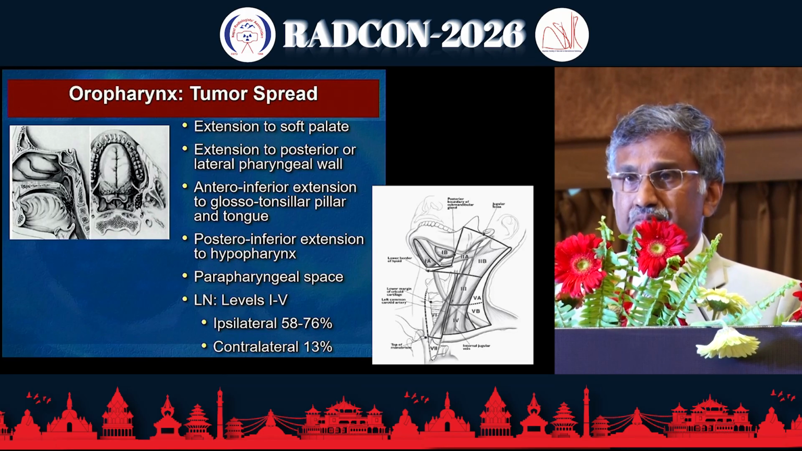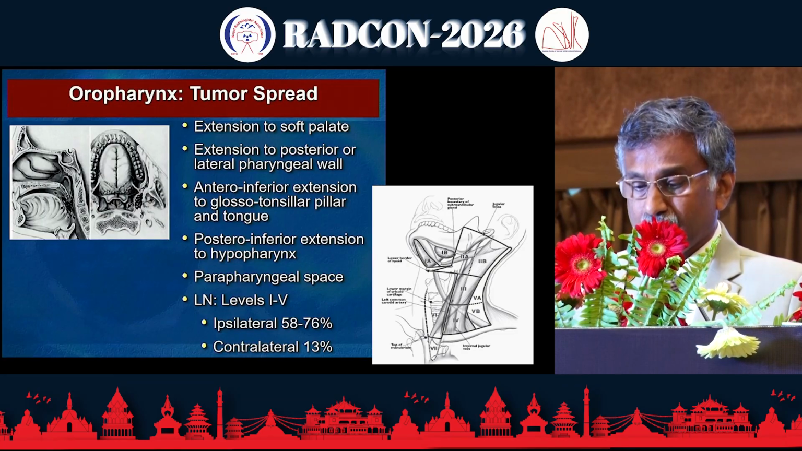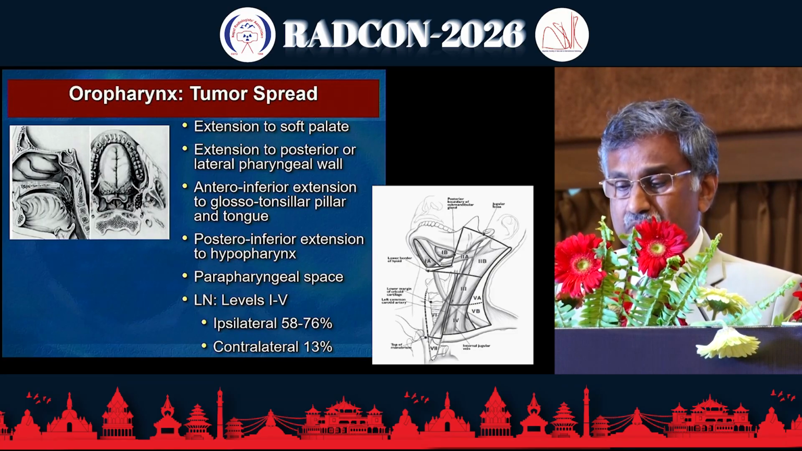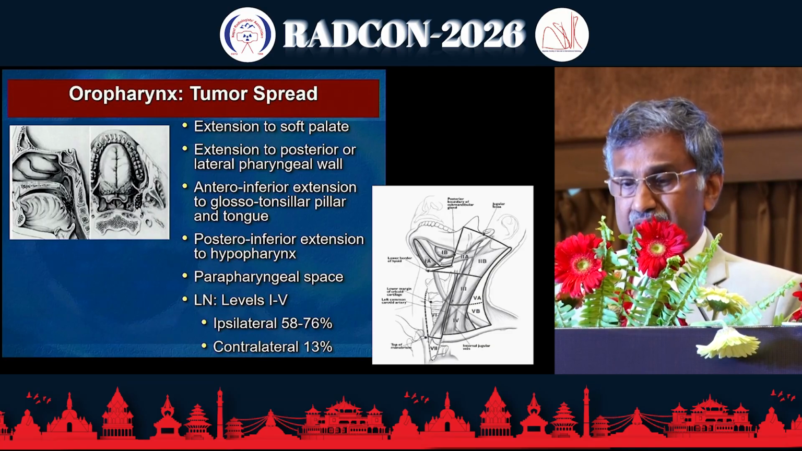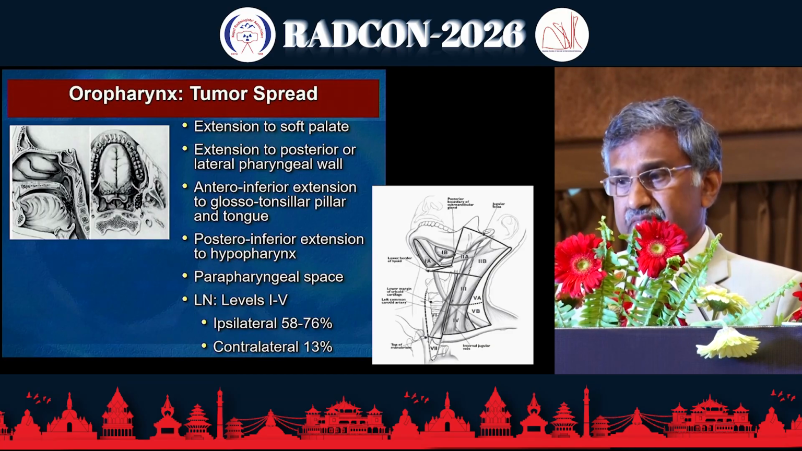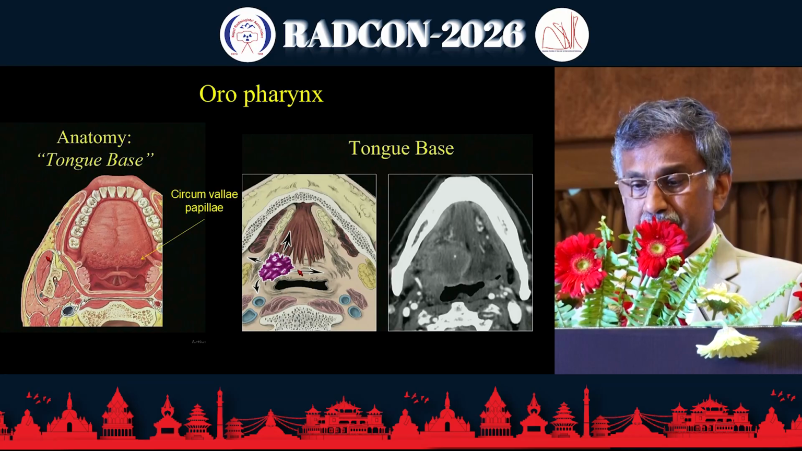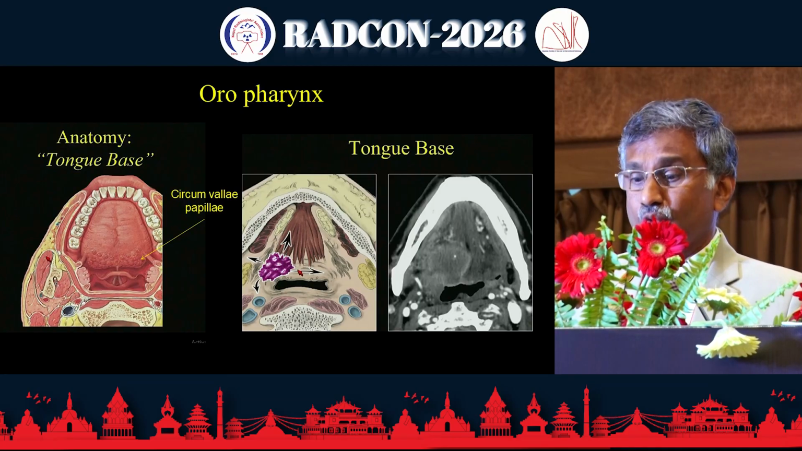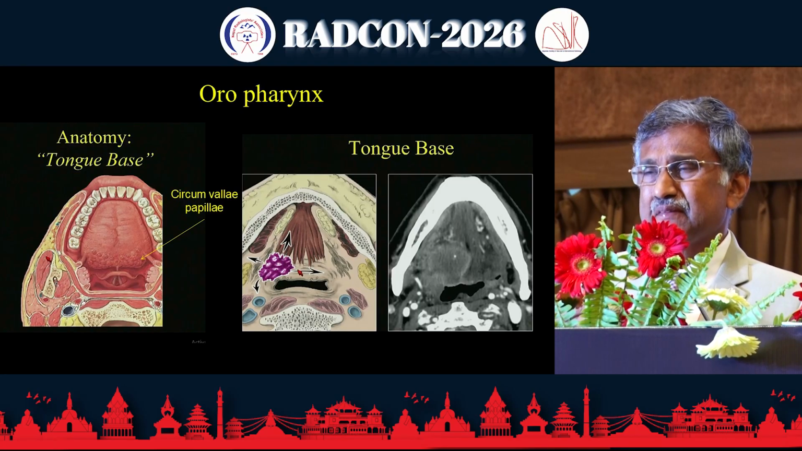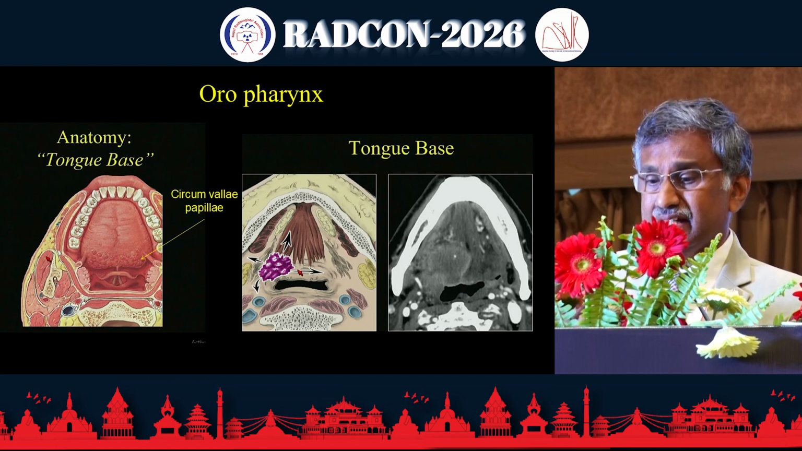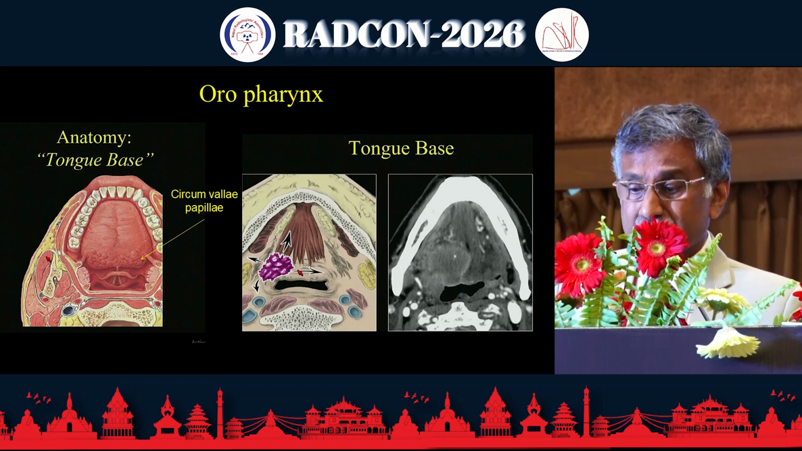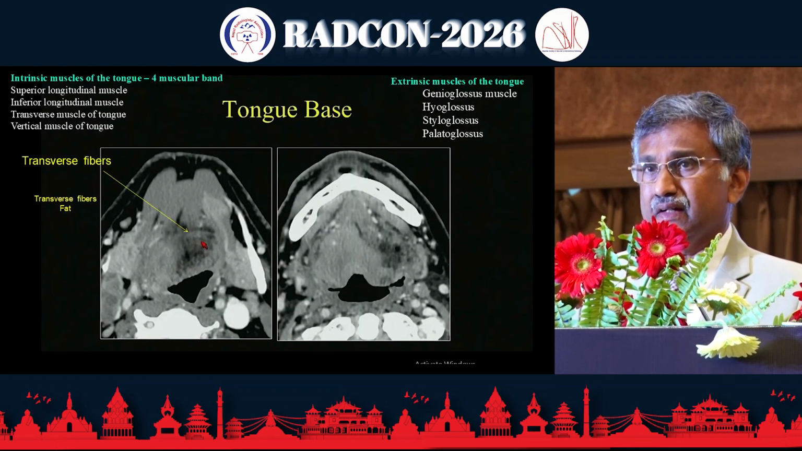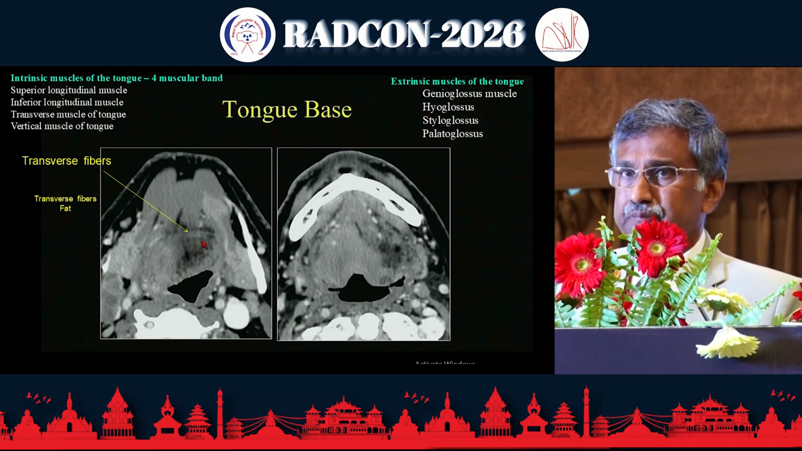Nodal involvement will usually be level 1 to level 5. Ipsilateral nodes, statistically, are around 55 to 70%. The contralateral side will be 13%. So this is an example of the spread of the oropharynx. Tongue base tumors will usually be circumvallate papilla involvement, because they are most often very difficult to identify in imaging. For these you need another modality like a PET scan.